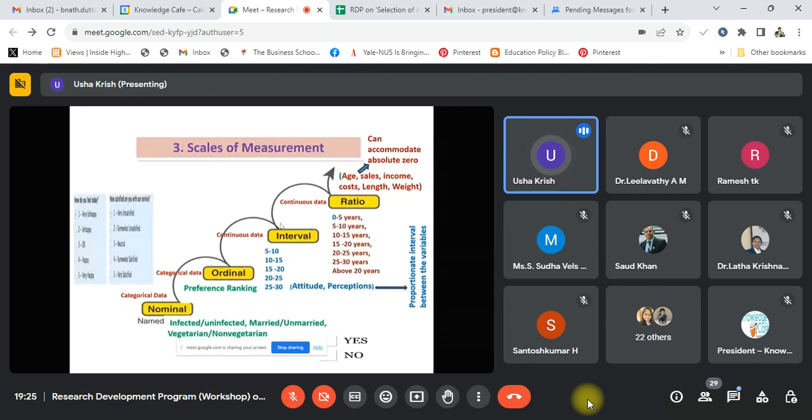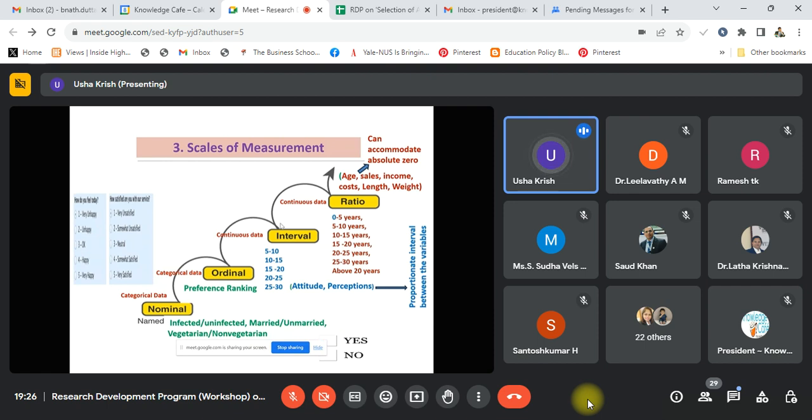The third criteria to be considered is use of scales of measurement. That is, if I have categorical data, or the other name for categorical data is data in the form of yes no type, like number of people infected or uninfected by corona in 2019. I have such kind of data. Or number of people married or unmarried in Bangalore city. For such kind of data, we use nominal scale.